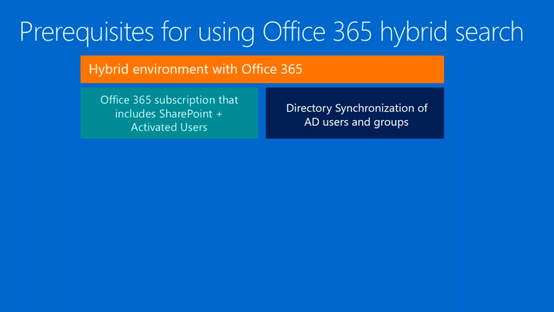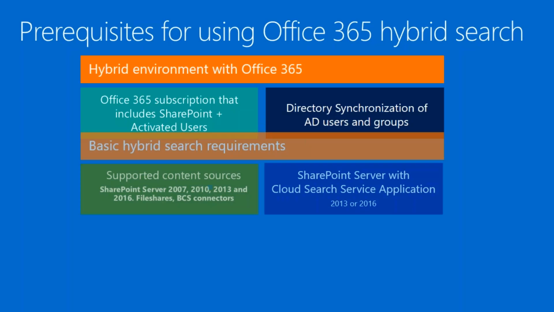So in order to set up a cloud search service application, you have to start out with a hybrid environment, which means that initially you have an Office 365 subscription that supports SharePoint and you have activated users. With that, you've also set up directory synchronization. And I'll show you a slide in just a little bit that talks about why you need directory synchronization. Essentially that's because we want to make sure that our on-premises identity is the same identity that we're using in Office 365, because that makes the search permissions work.